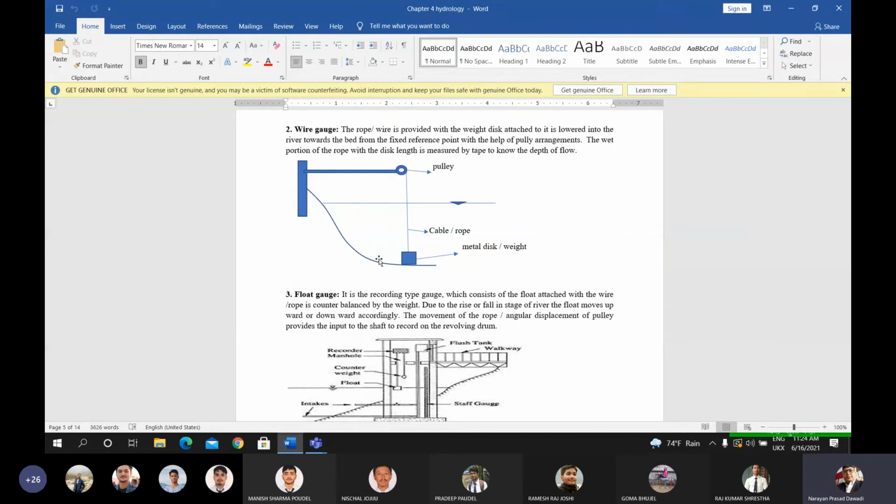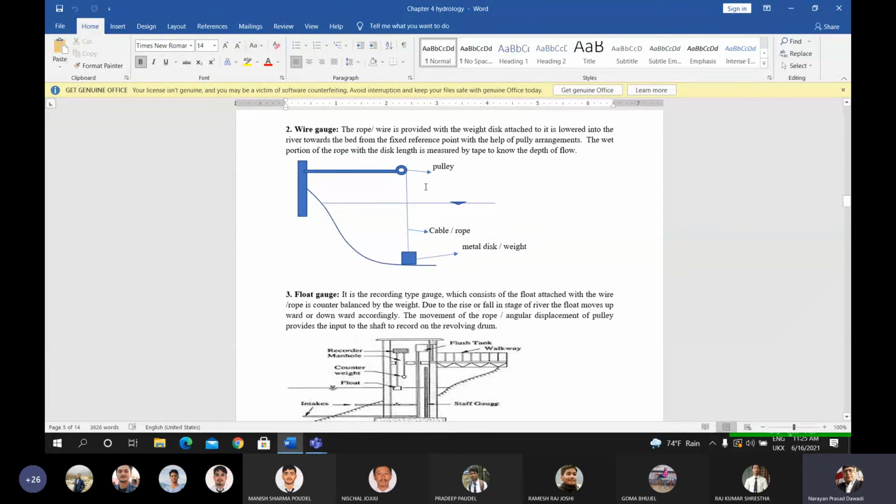The wet portion of the rope, along with the metal disc, is measured, and that length gives the depth of flow. This is the wire gauge. The rope or wire provided with the weight disc attached to it is lowered into the river towards the bed from a fixed reference point with the help of the pulley arrangement. The wet portion of the rope with the disc length is measured by tape to know the depth of flow. This is the depth of flow.